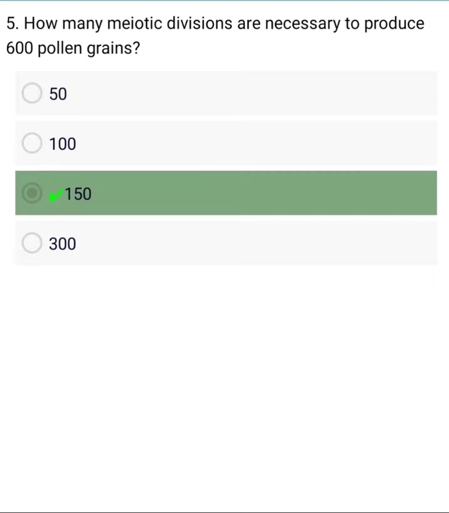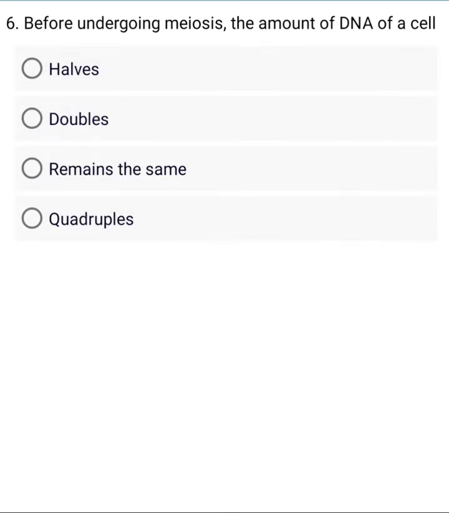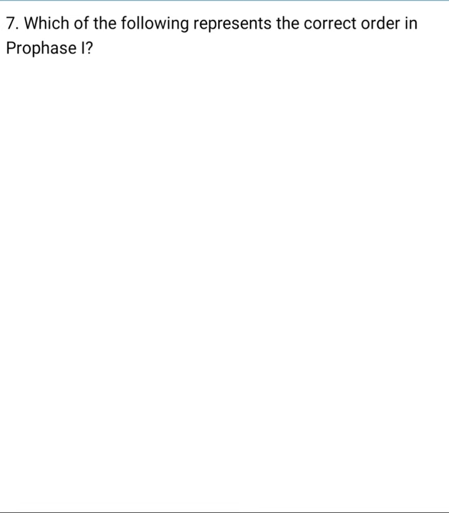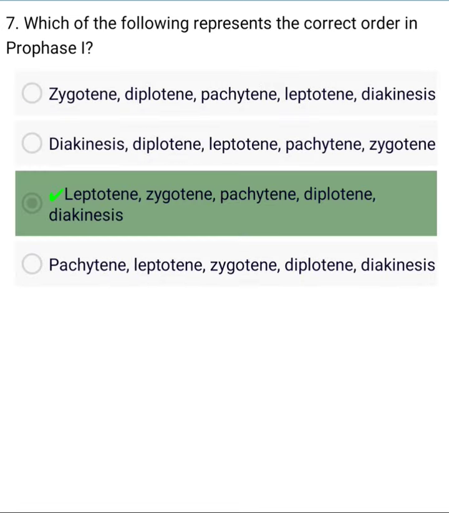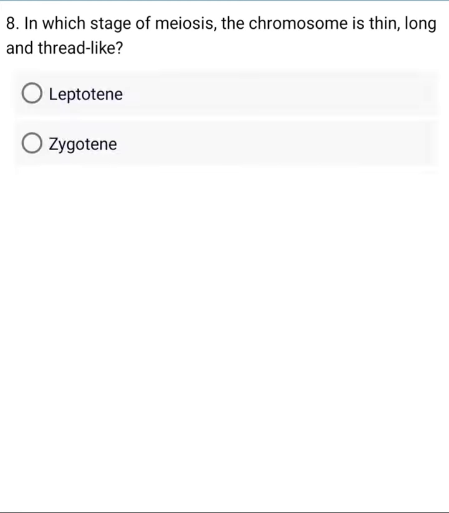A. 50. Right. Before undergoing meiosis, the amount of DNA of a cell A. Halves. B. Doubles. C. Remains the same. D. Quadruples. Right. Which of the following represents the correct order in prophase I? A. Right. In which stage of meiosis, the chromosome is thin, long and thread-like?